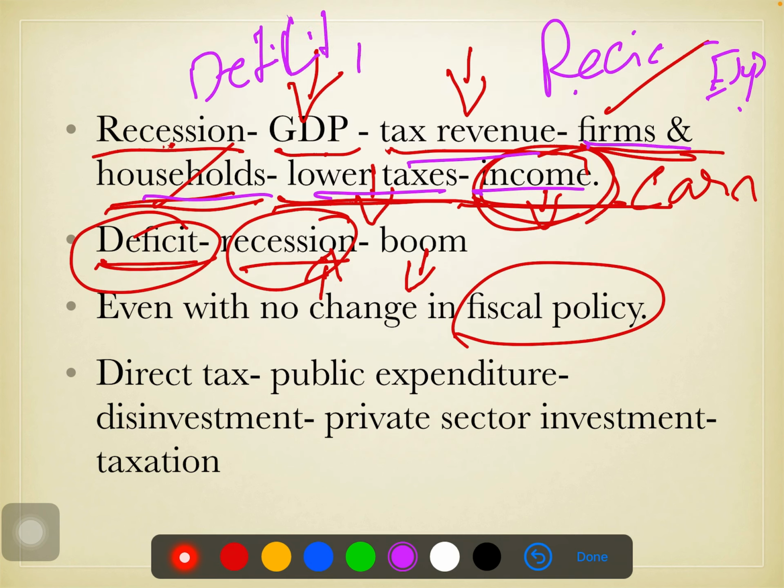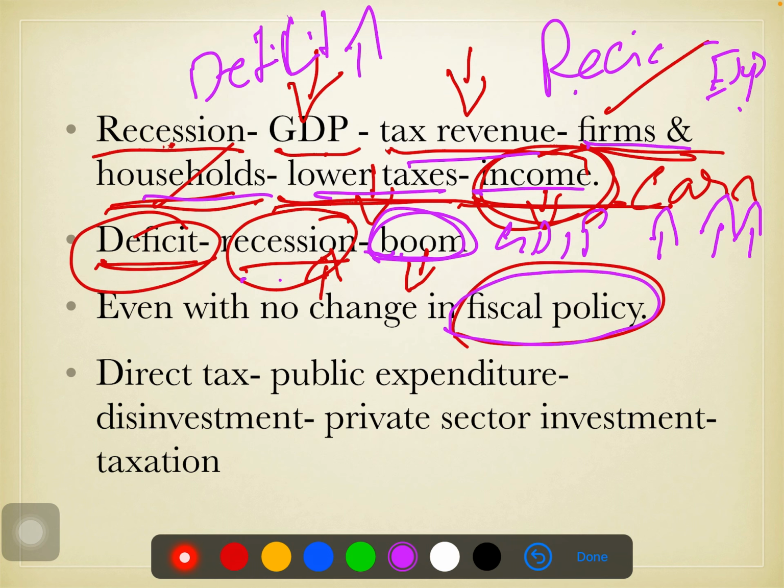Deficit will be more. On the other side, when you have a boom stage, GDP is going to increase, tax revenue is going to increase, and firms and households are going to pay higher taxes because their income is also more. So in the boom stage, the deficit will be less, and in the recession, the deficit will be more. Deficit means shortage of income.